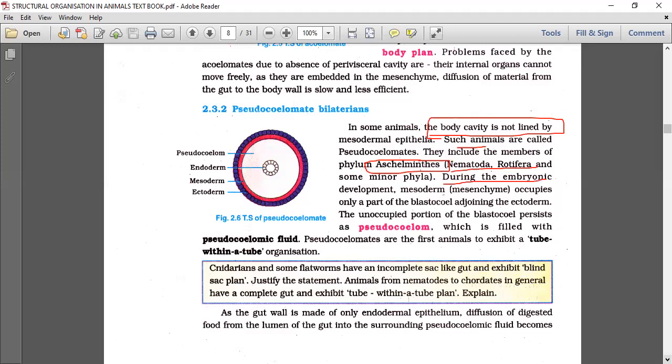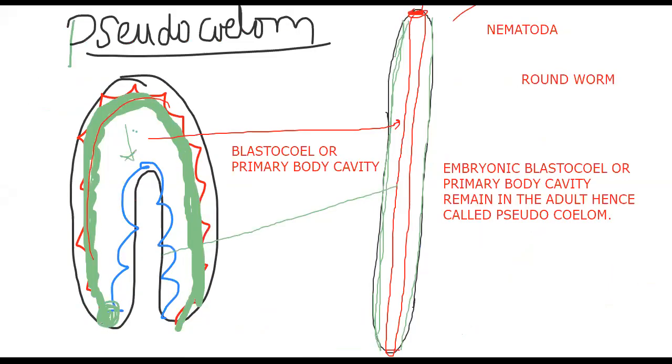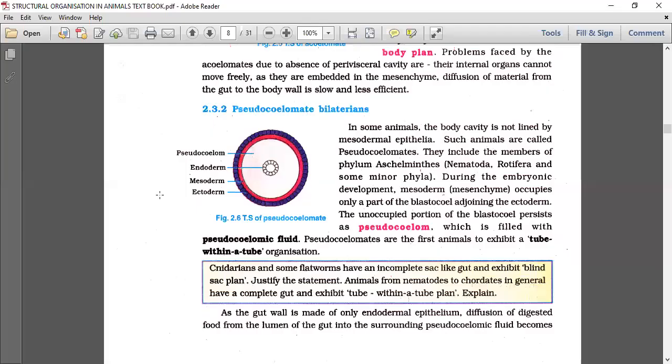During the embryonic development, mesoderm occupies only a part of the blastocoel. So keep this line in mind: during the embryonic development, mesoderm or mesenchyme occupies only a part of the blastocoel adjoining the ectoderm. I'll show you that in the diagram. This is what they are saying: adjoining only to the ectoderm.